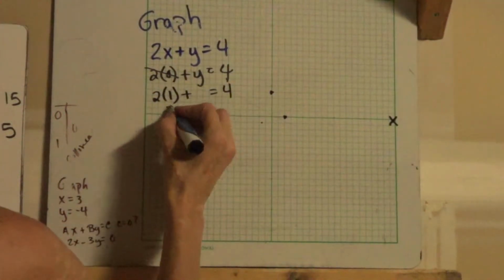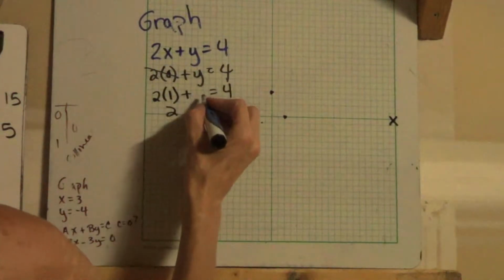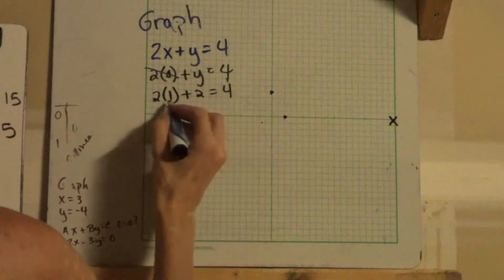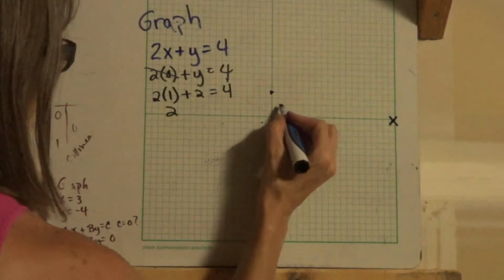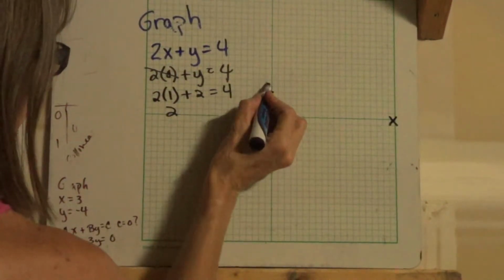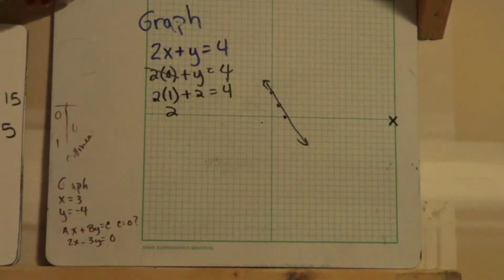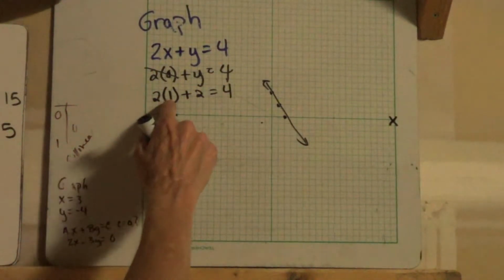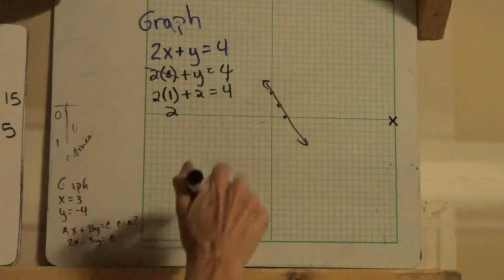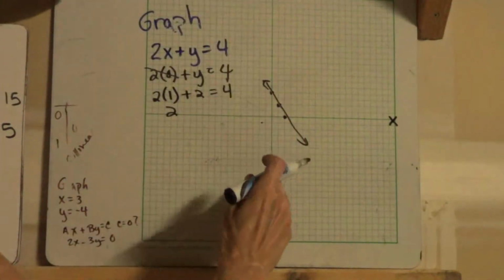So 2 times 1 is 2. 2 plus 2 is 4. So x is 1, y is 2, and we come out with a collinear line, just to make sure it's collinear. Okay? You wouldn't always have to use 1, but I just want to use something in between them so I can make sure that it lined up.